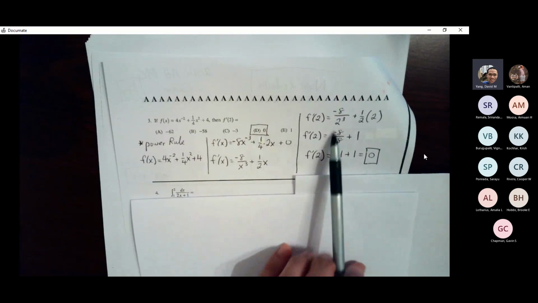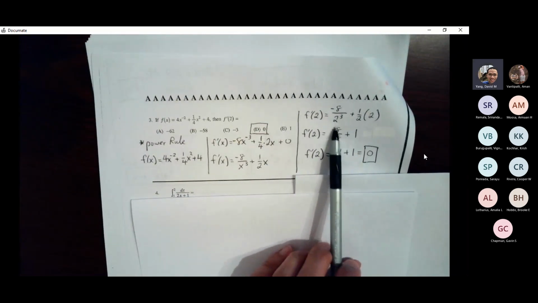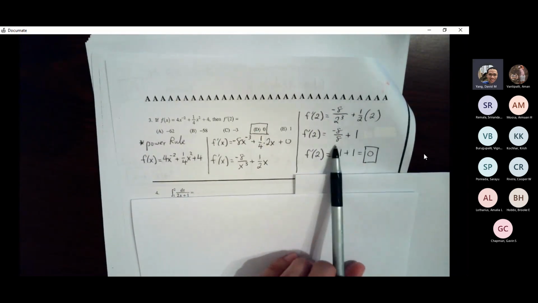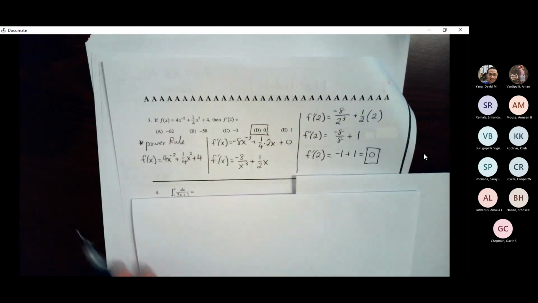So 2 in for x. We get negative 8 over 8 plus 1. Negative 1 plus 1 is 0.